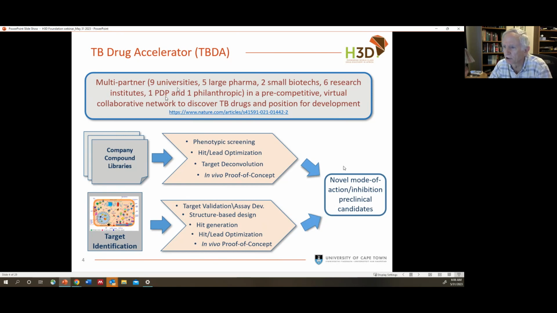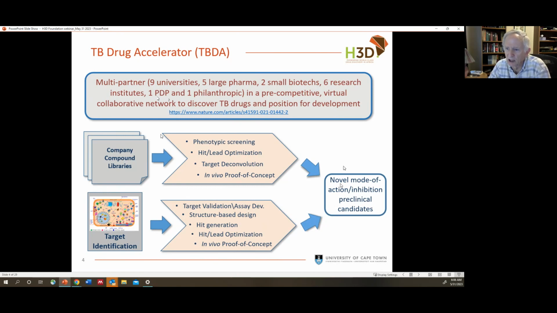It's a public development partnership outfit, and a philanthropic one, being Bill and Melinda Gates. They work together pre-competitively to come up with new TB agents and position these agents for development. In development, you're going to need a new round of funding in order to enable compounds to go to humans and eventually into the clinic.